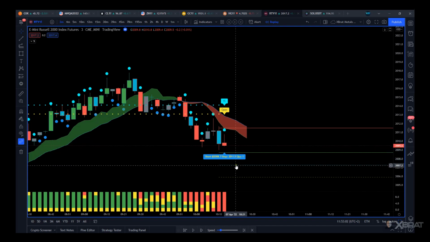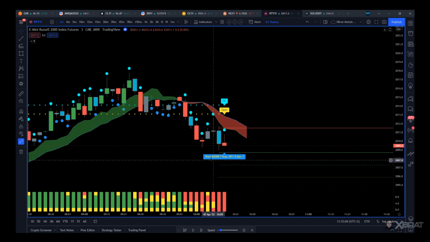Now we actually get a short, labeled 2008.7. That's your stop limit order for the short. If it takes the stop out before the entry, we cancel the order.